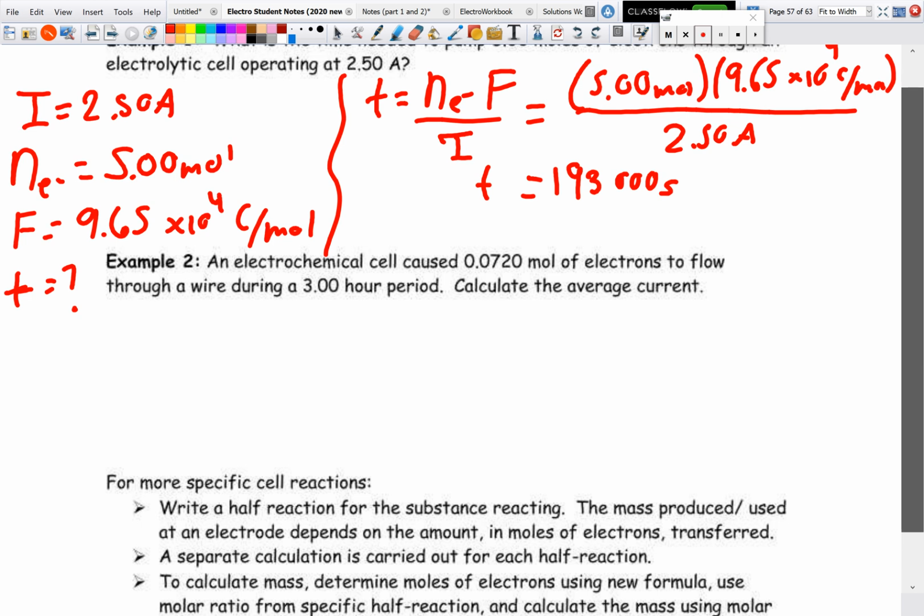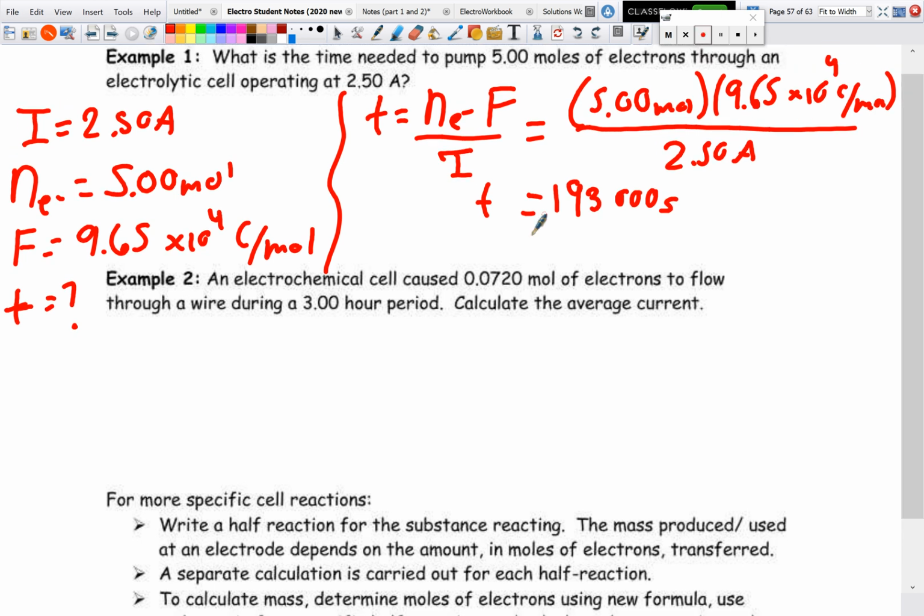So our example 2 here, we have an electrochemical cell. It causes 0.0720 moles of electrons to flow through a wire during a 3-hour period. Calculate the average current. So of course for this one, I'm just going to do it in different colors so we don't get confused. Right, so we have number of moles of electrons is equal to 0.0720. We have time is equal to 3.00 hours.